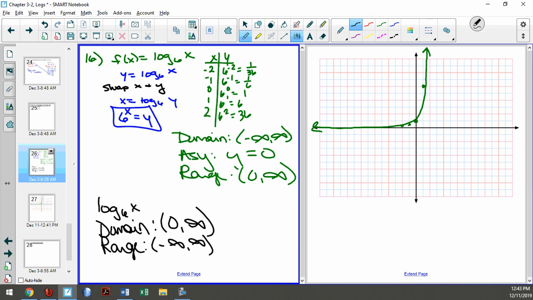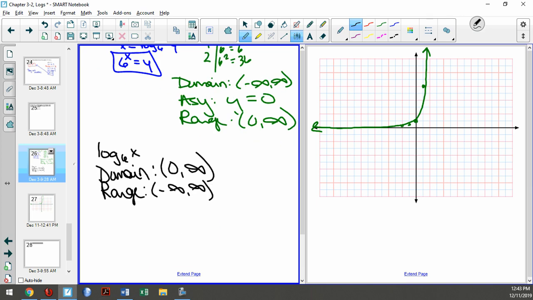You will not be able to do the black without doing the green. The black is the goal. Okay? Now, I also need to have my asymptote. My asymptote is going to be the opposite of what my asymptote is for my exponential. So what is the asymptote for my exponential? My asymptote for my exponential is right here, y equals 0. So instead of y equals 0, what's my asymptote going to be for my logarithm? X equals 0.